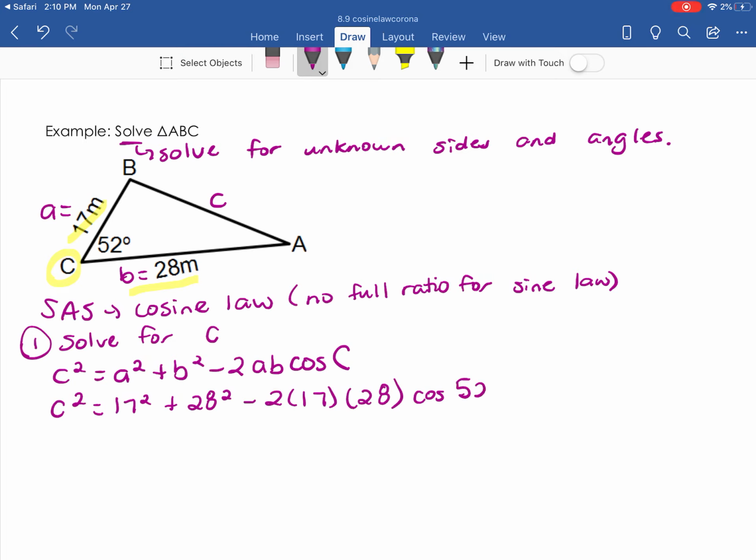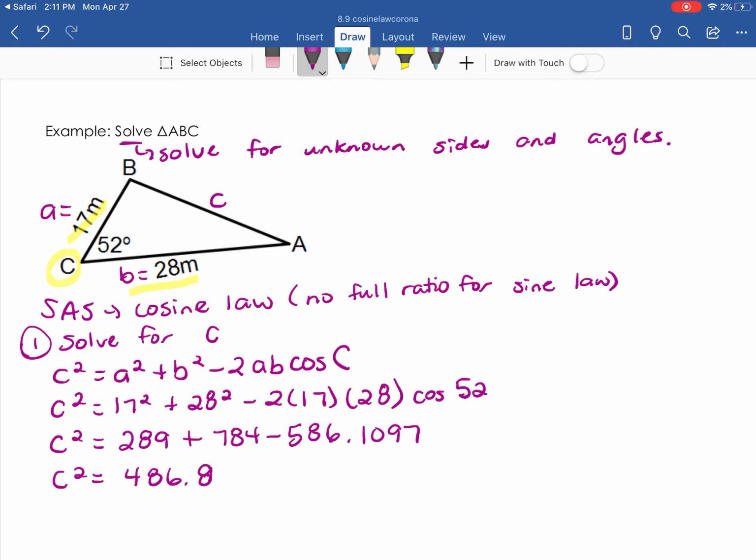Okay? So C squared, A is 17, B is 28. But really, again, it doesn't matter what order you do these in. So you're just filling in the side lengths you know and the angle you know, really, okay? You can decide how much work you want to show, how good you are with your calculator, but I will do all my steps here. So 17 squared is 289. 28 squared is 784. 2 times 17 times 28 times cos 52 is 586.10.